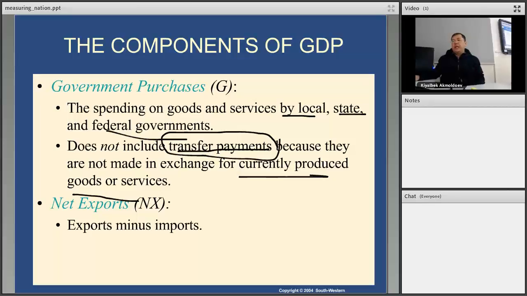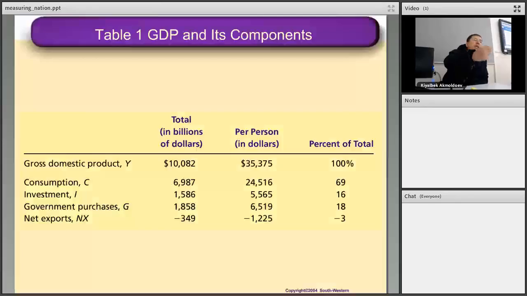Net export, exports minus imports. So it is important how foreigners are also spending money in your country. Imports, the spending of your local expenditures abroad, minus foreigners' expenditure in your country, gives net export.